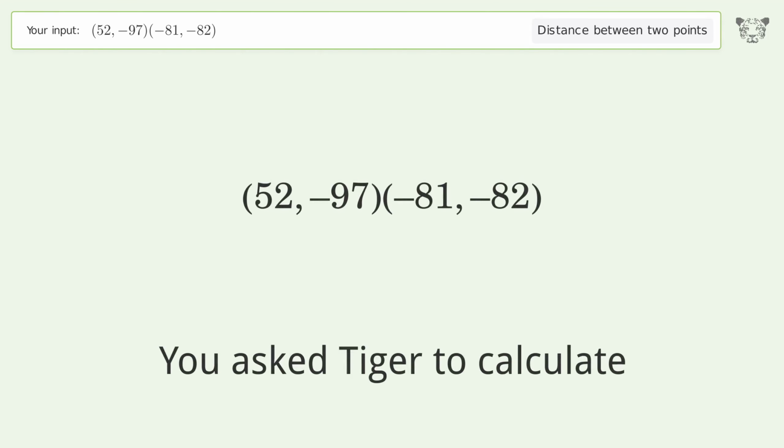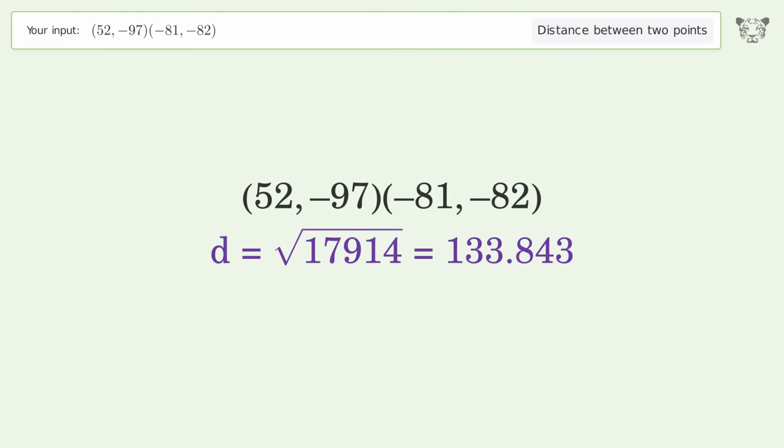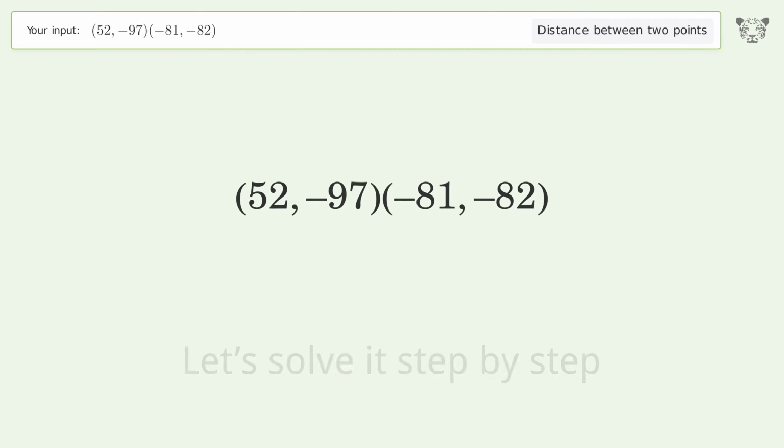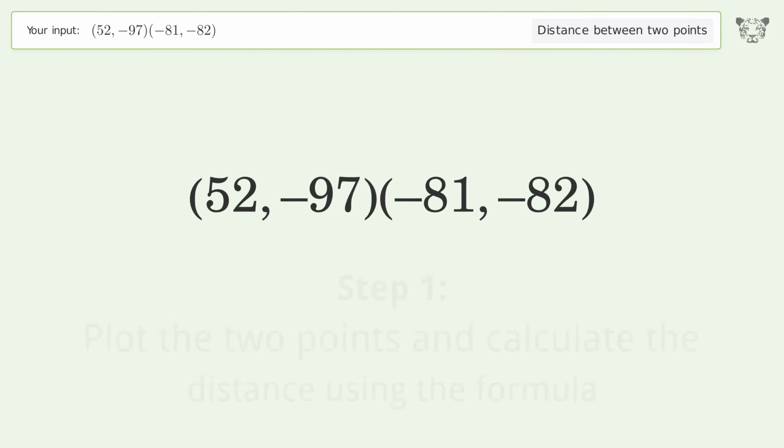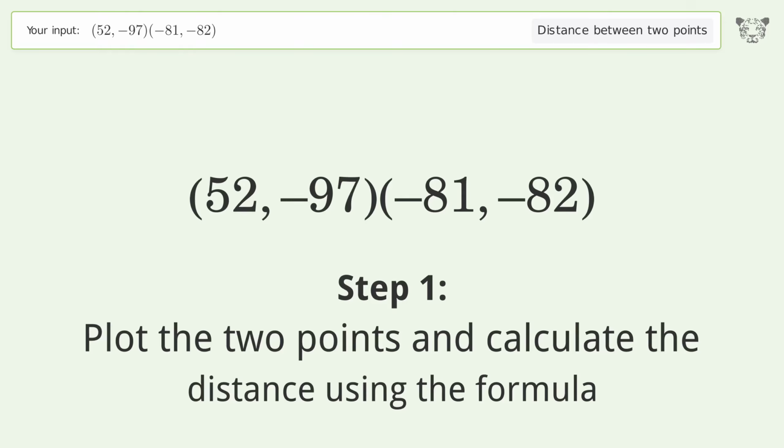You ask Tiger to calculate. This deals with the distance between 2 points. The distance between the 2 points is the square root of 17,914 or 133.843. Let's solve it step by step. Plot the 2 points and calculate the distance using the formula.